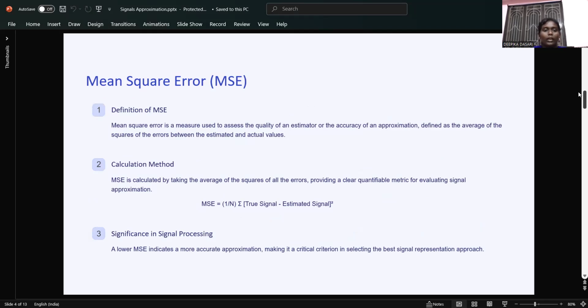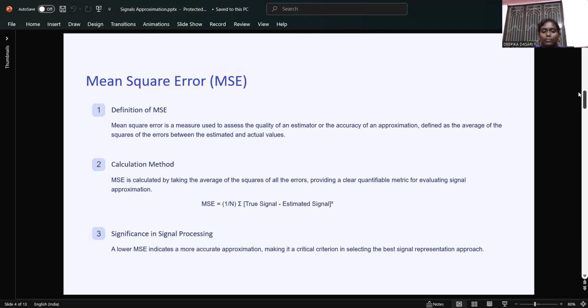Mean square error. Here is the basic definition of mean square error. Mean square error is a measure used to assess the quality of an estimator or the accuracy of an approximation, which can be defined as the average of the squares of the errors between the estimated and actual values. We can calculate the mean square error by taking the average of the squares of all the errors, providing a clear quantifiable metric for evaluating signal approximation.